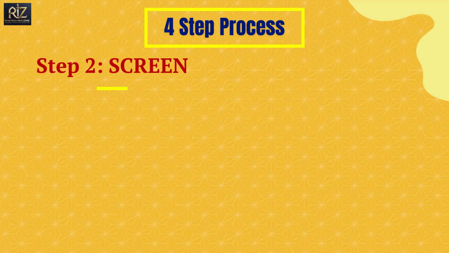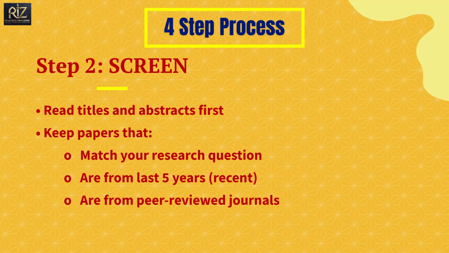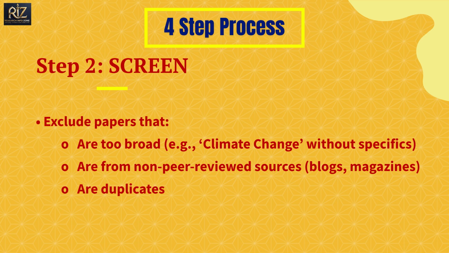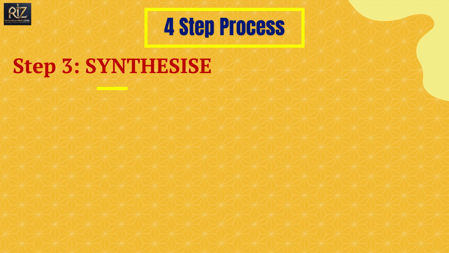Step 2. Screen. Read titles and abstracts first. Keep papers that match your research question, are from the last 5 years, and are from peer-reviewed journals. Exclude papers that are too broad, for example climate change without specifics, are from non-peer-reviewed sources, blogs, magazines, or are duplicates.